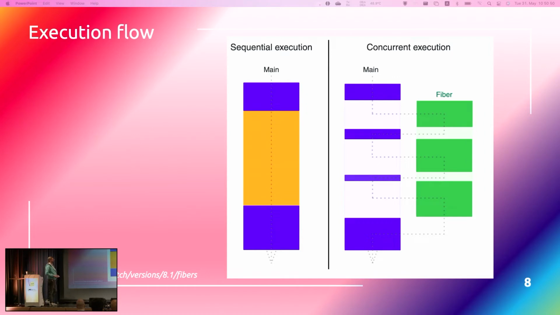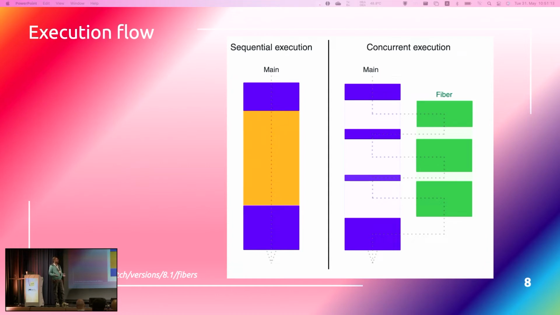So if we look at the normal code execution in PHP, it's a sequential execution. So we have some code block that is getting executed. I think it's a purple color. So let's say it's some main program that has some methods, and it goes from the top to the bottom of our file to execute.